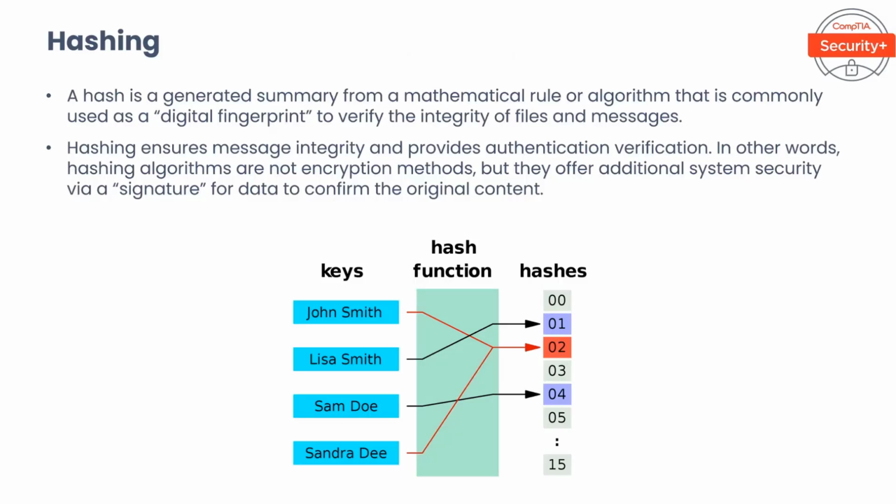Now let's talk about hashing. A hash is a generated summary from a mathematical rule or algorithm that is commonly used as a digital fingerprint to verify the integrity of files and messages. Hashing ensures message integrity and provides authentication verification. In other words, hashing algorithms are not encryption methods, but they offer additional system security via a signature for data to confirm the original function.